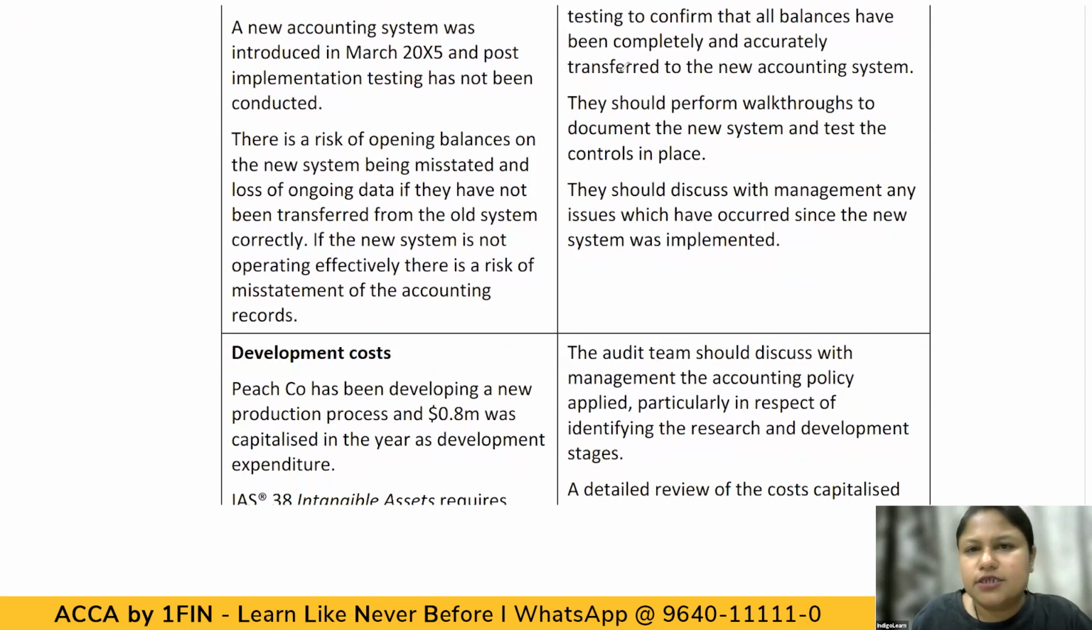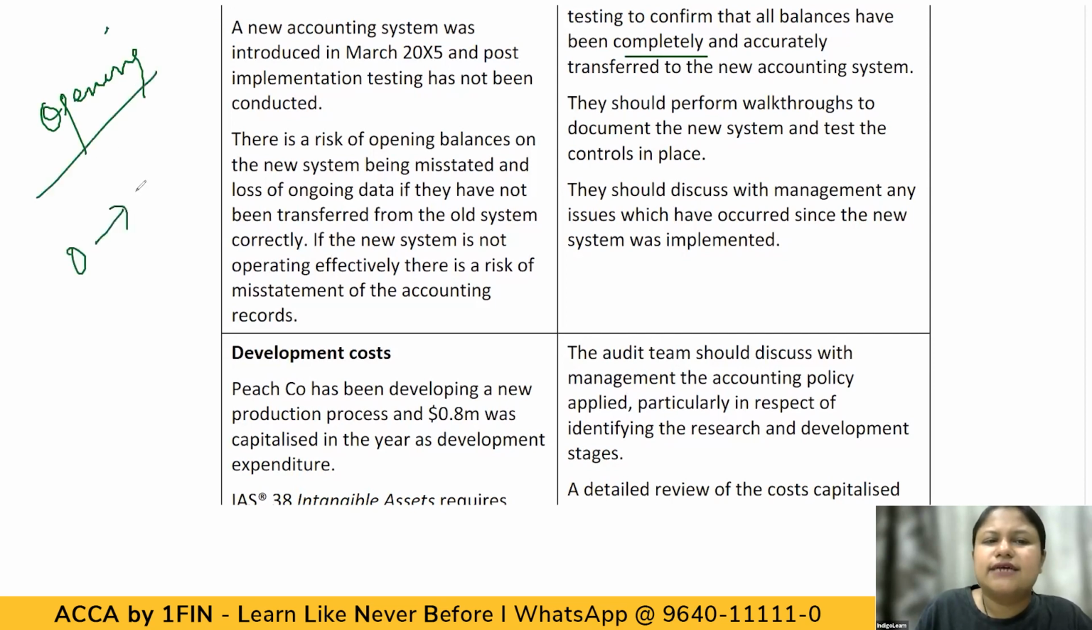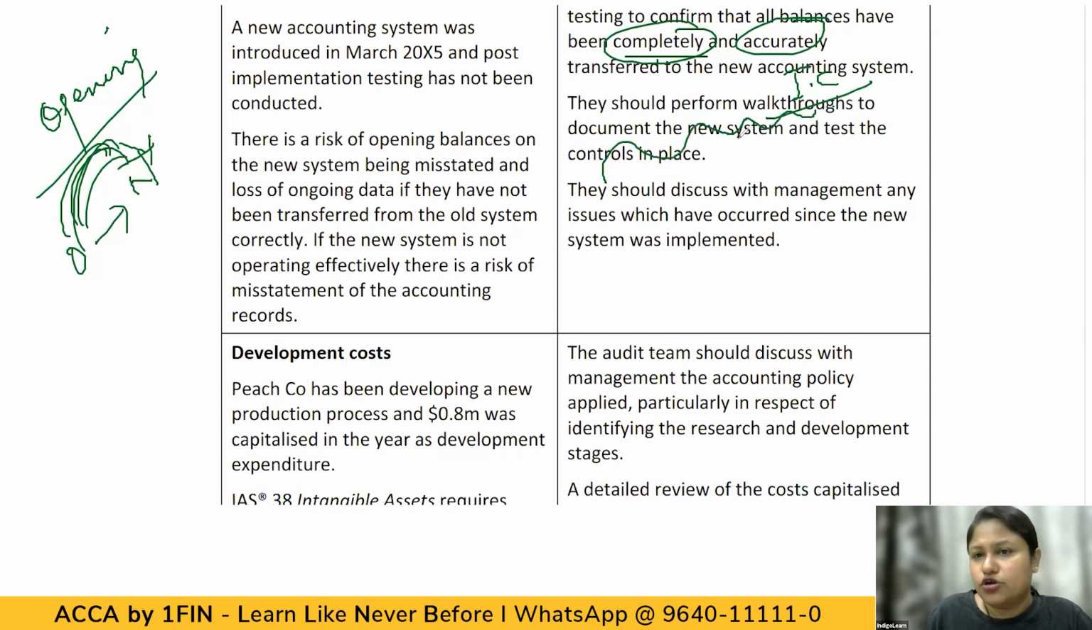So look at the auditor's approach. The audit team should undertake detailed testing to confirm all the balances have been completely and accurately transferred to the new system. First of all, we have a doubt regarding opening balance, because with a new system, things from the old system have to go to the new system. As an auditor, you have to check whether completeness and accuracy is there or not. They should perform a walkthrough. Walkthrough means you check whether internal controls are properly implemented, that is, whether the process is actually working in force or not.